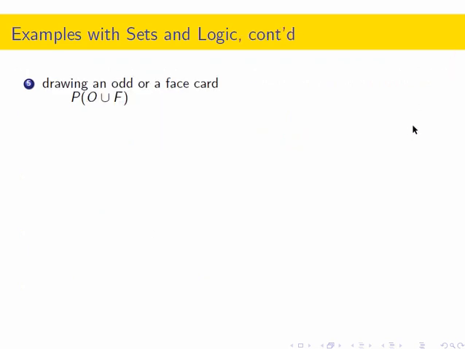The next example is drawing either an odd card or a face card. Okay, so there are 7 times 4 odd cards, so that's 28. And since we're talking about odds, we already have the kings and the jacks, but if we're going to add the rest of the face cards, we would have to add the queens, right? So now we have 8 times 4, that's 32. So 32 over 52 is this probability.